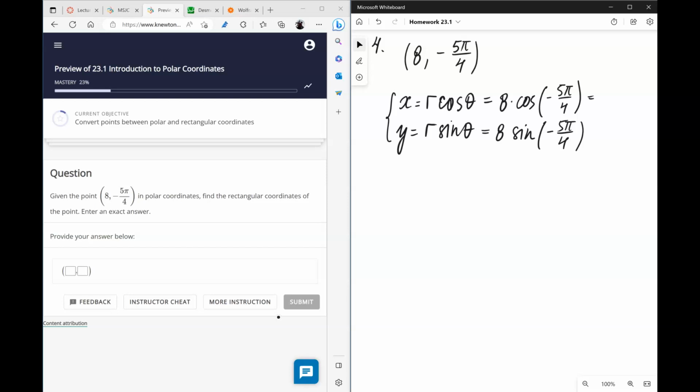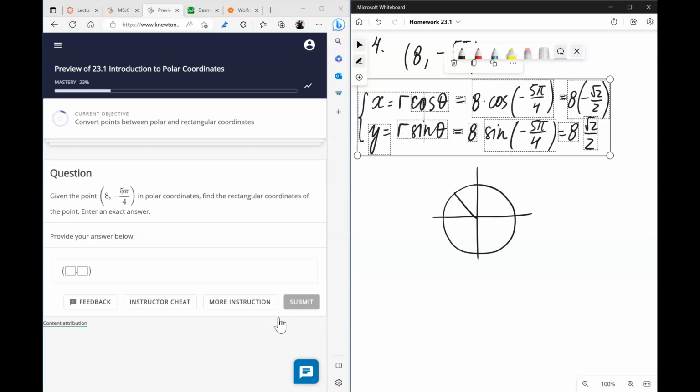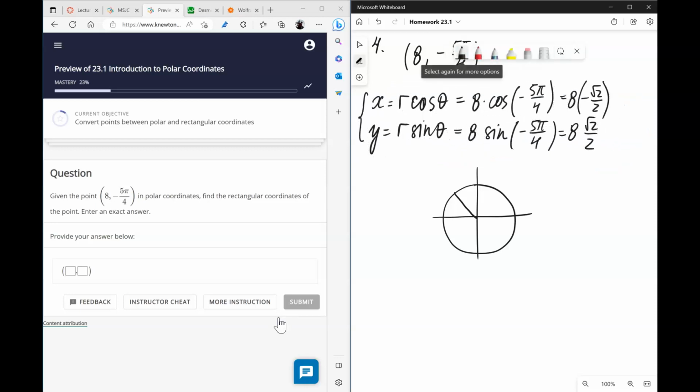Cosine of negative 5 pi over 4 is, so we may draw a unit circle. Negative 5 pi over 4 is right here, so cosine is negative root 2 over 2, and sine is just root 2 over 2. So the final answer is negative 4 root 2 and 4 root 2.